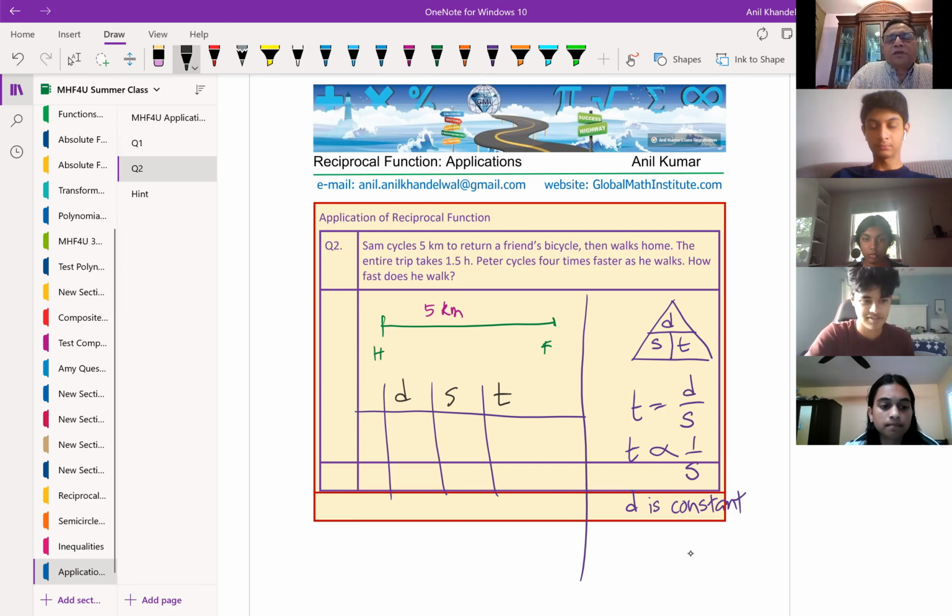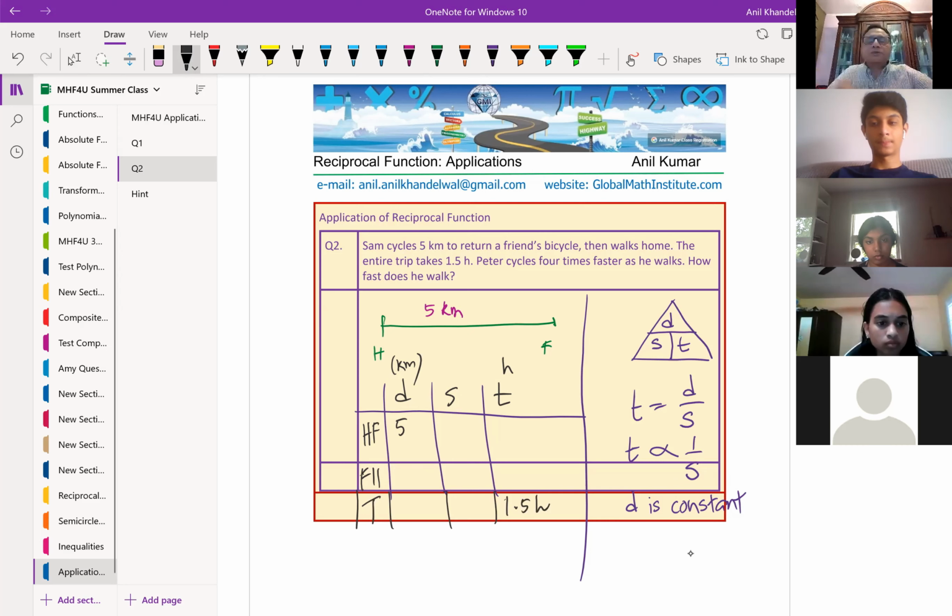Now, the journey from house to friend, let me say H to F, right? H to F. Sam cycles 5 kilometers. We know distances we are giving in kilometers, and time is in hours. The entire trip takes 1.5. So friend to house. Let's make another column, which is total. So the entire trip takes 1.5 hours. That is what is given to us. So you can put these values in the table.